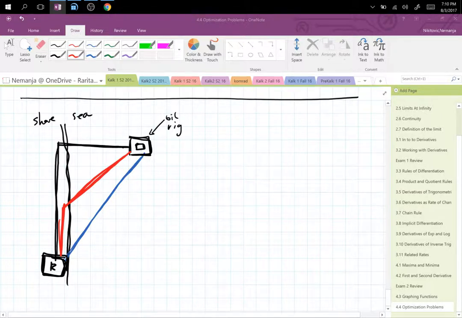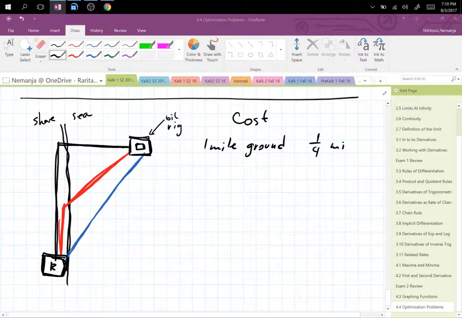So the first two are easy to compute. Say that the cost of 1 mile on the ground is $250,000 to build for the pipeline, and 1 mile underground is, let's say, $500,000, right?